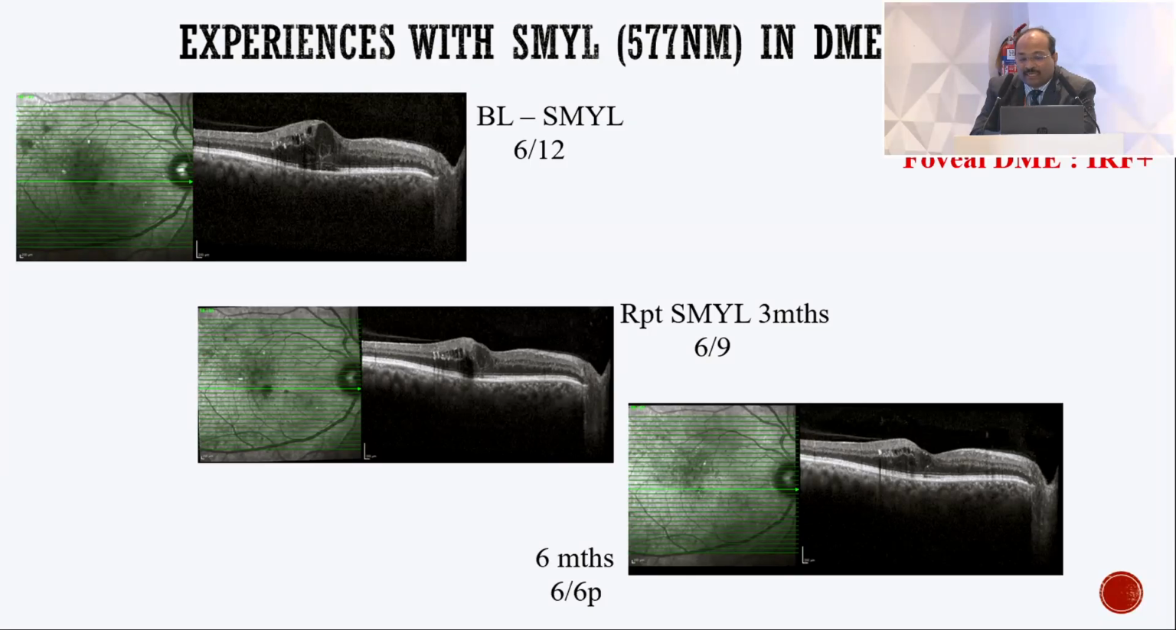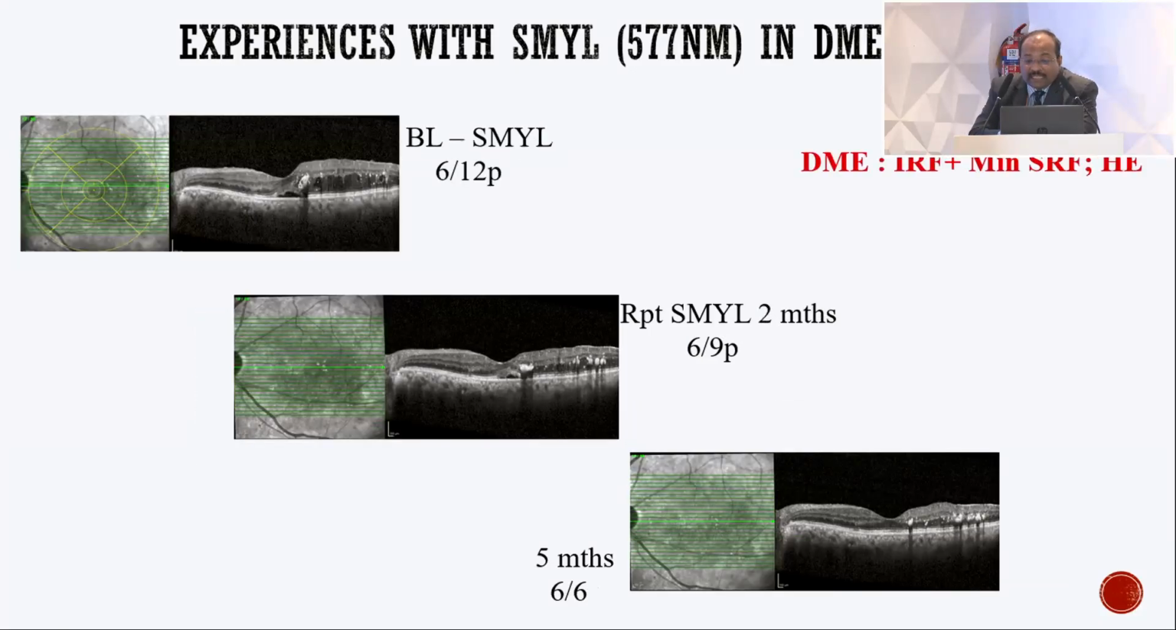You see micropulse laser done, then repeated again at 3 months, and then you see good resolution at 6 months. This is a case with IRF plus a little bit of subretinal fluid, just a very small amount. Again, micropulse done and repeated at 2 months, 6/12 improving to 6/9, and then at 5 months you see good resolution. Some hard exudates were also there.